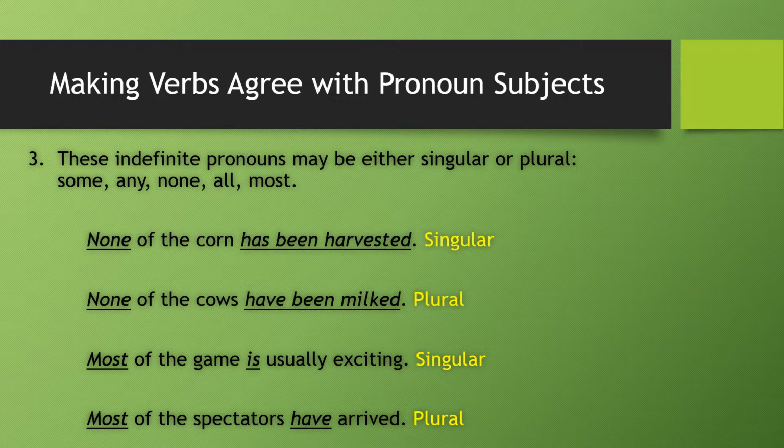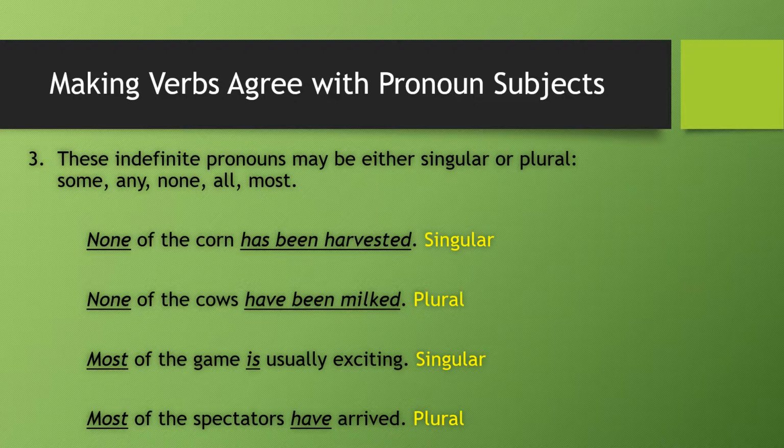We'll consider these sentences. The first two sentences have the indefinite pronoun none as the subject. Now in the first sentence, none of the corn, corn is singular, so it will have a singular verb. None has been harvested. None of the corn has been harvested. In the second sentence, the none is identified by the plural cows, so none have been milked. So in the first sentence, none is singular. In the second sentence, none is plural.